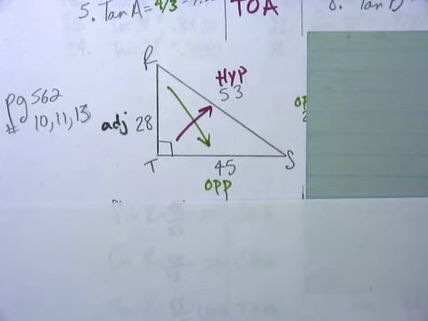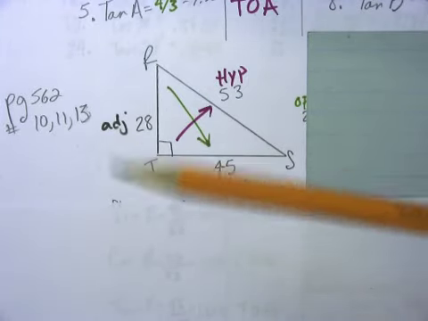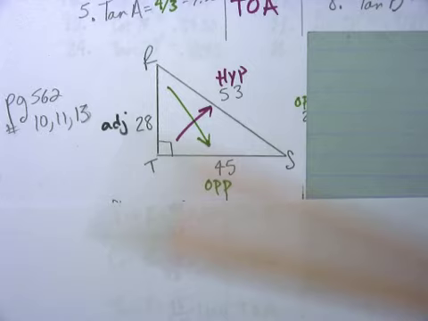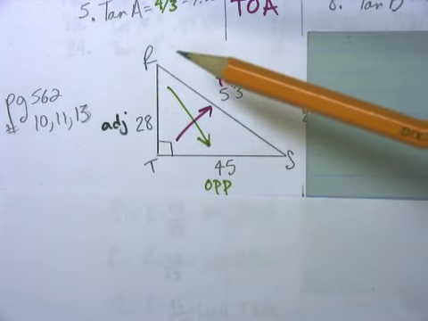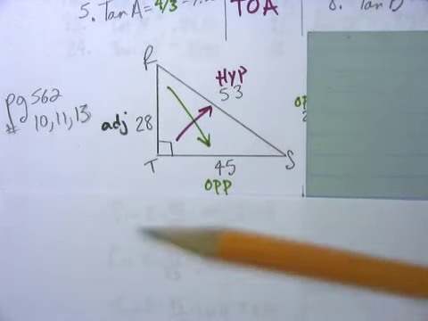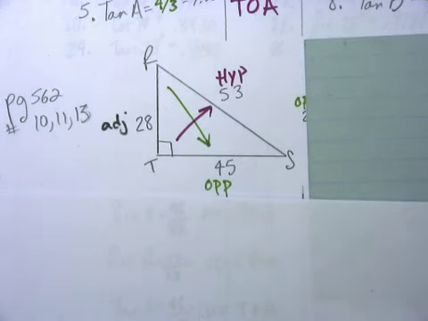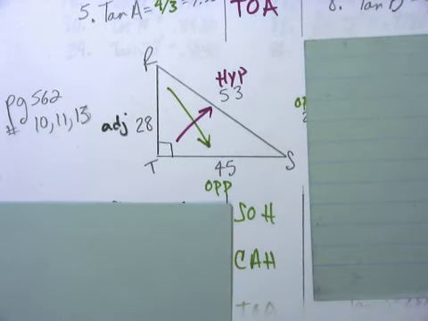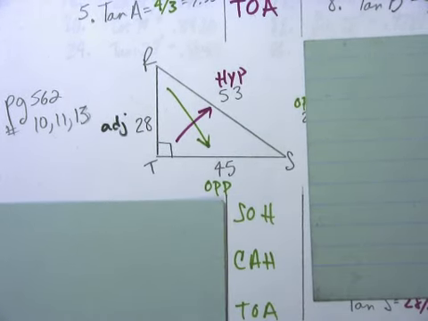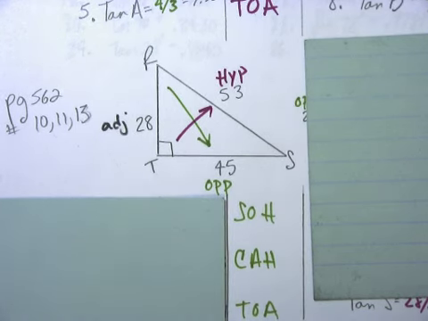Well, here I have my triangle. It's labeled R, T, and S, and they want the three trig functions of angle R, T, and S. So I just decided to do angle R first. Do you have to do angle R first? No, but I just like to start with angle R first. So let's do the sine, cosine, and tangent of angle R.